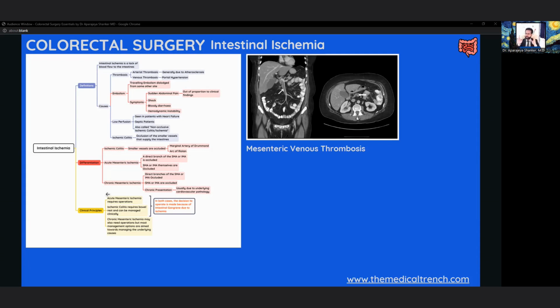So the problem here is that in acute cases, you will need to open up the patient, something called an exploratory laparotomy, in which you make a midline incision, you open up the patient, you directly see what's going on, and then make the surgical decisions thereafter.